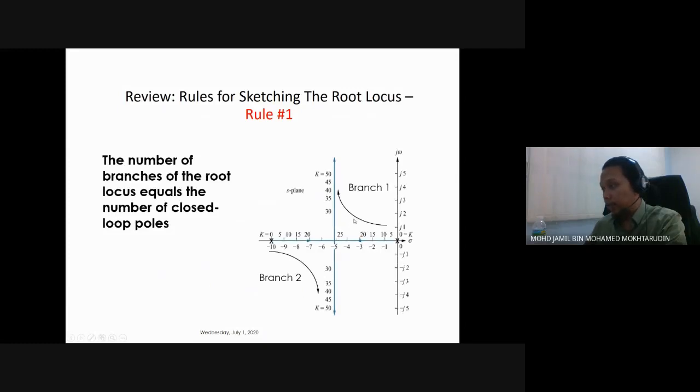So for example, this is an example from yesterday. Yesterday we found two poles. First it's at -10, and another one is at 0. So you have two poles, meaning that you have to expect that there are two branches for the root locus. The first branch is starting from here and going up, and then another one is starting from -10 and going down. So the number of branches equals the number of poles.